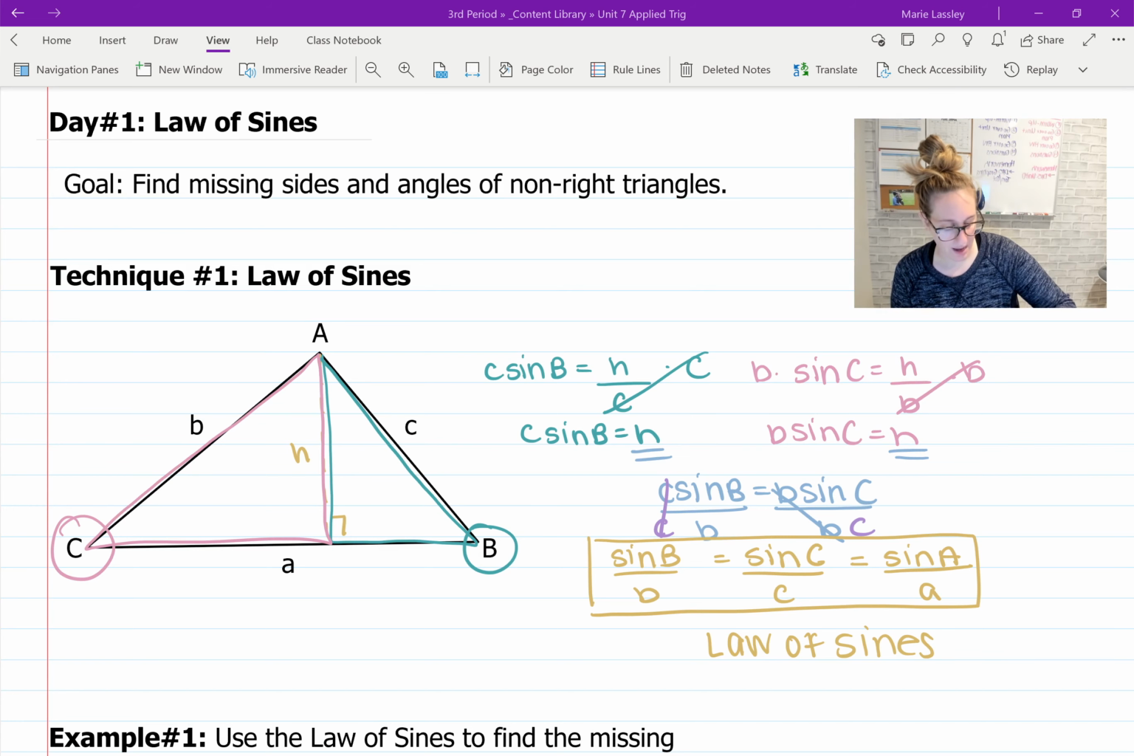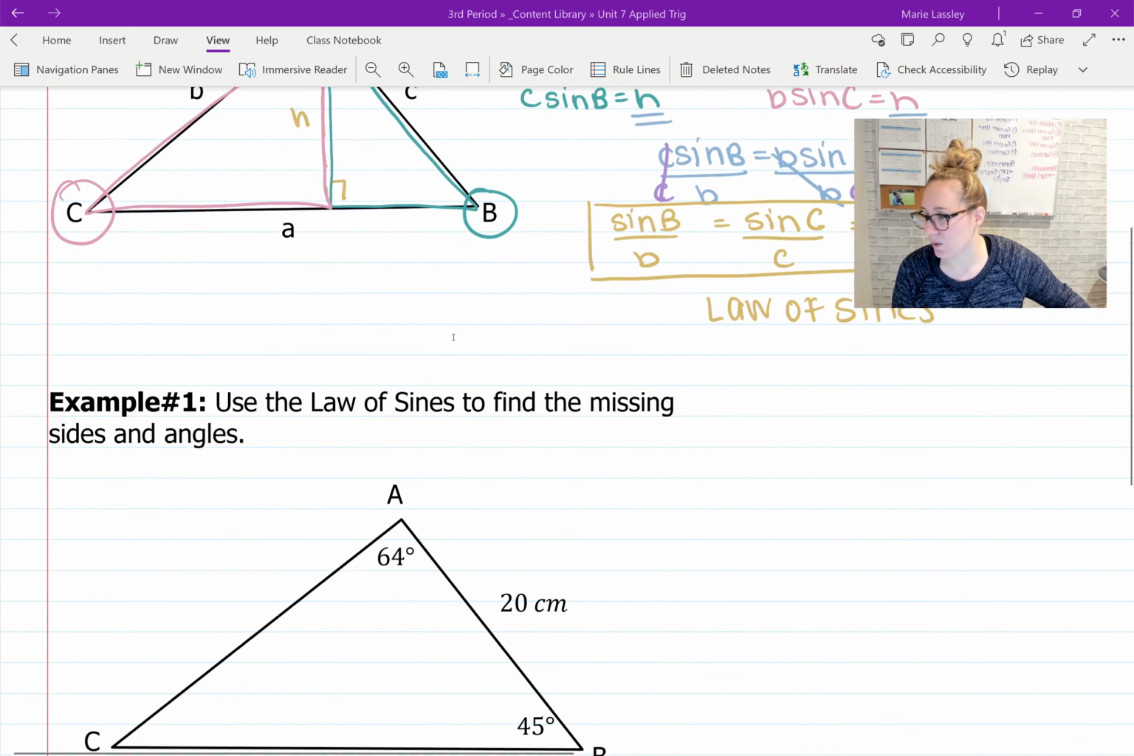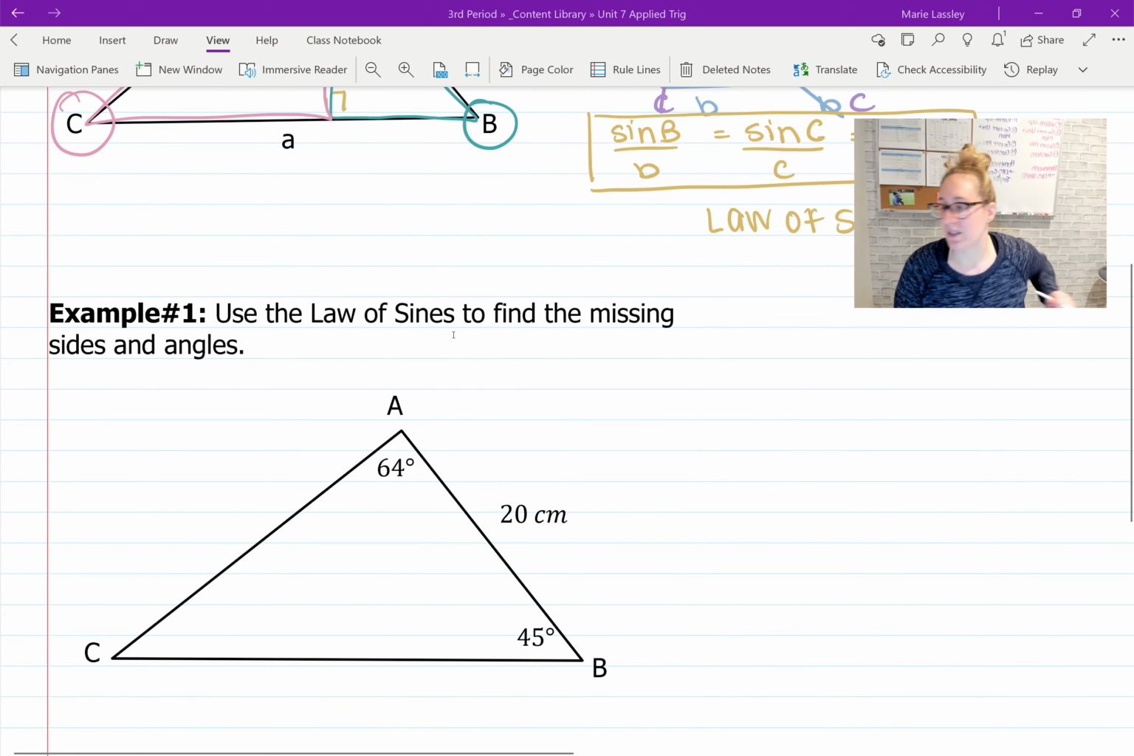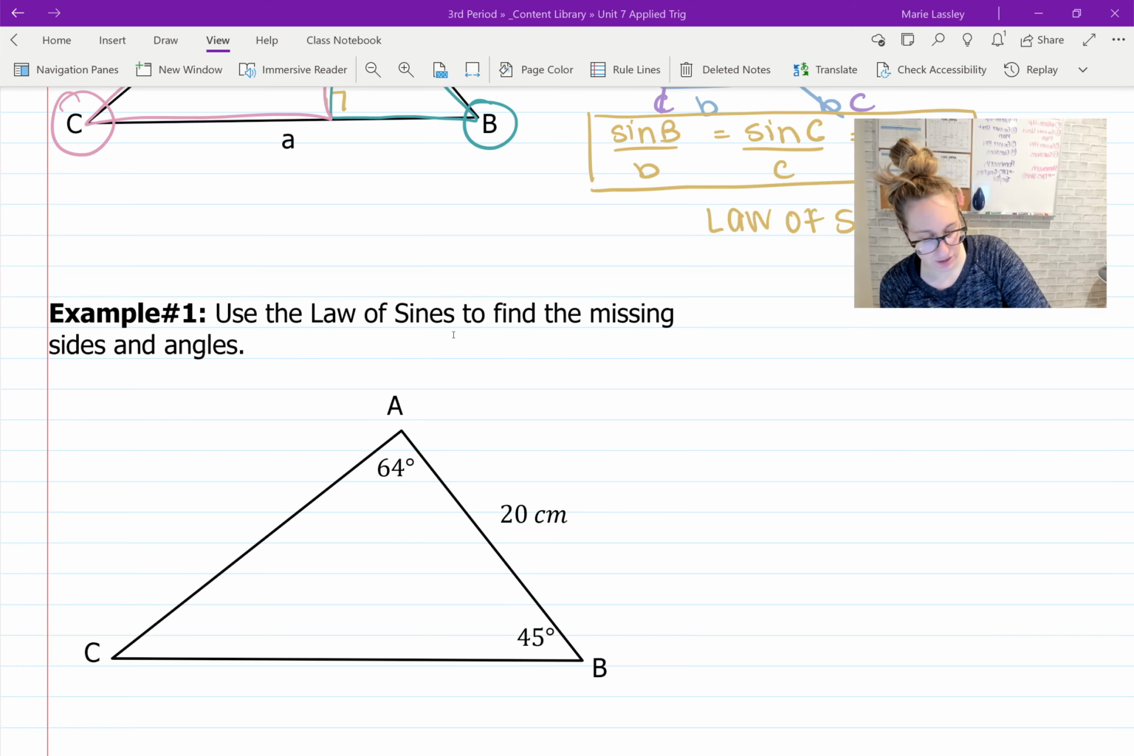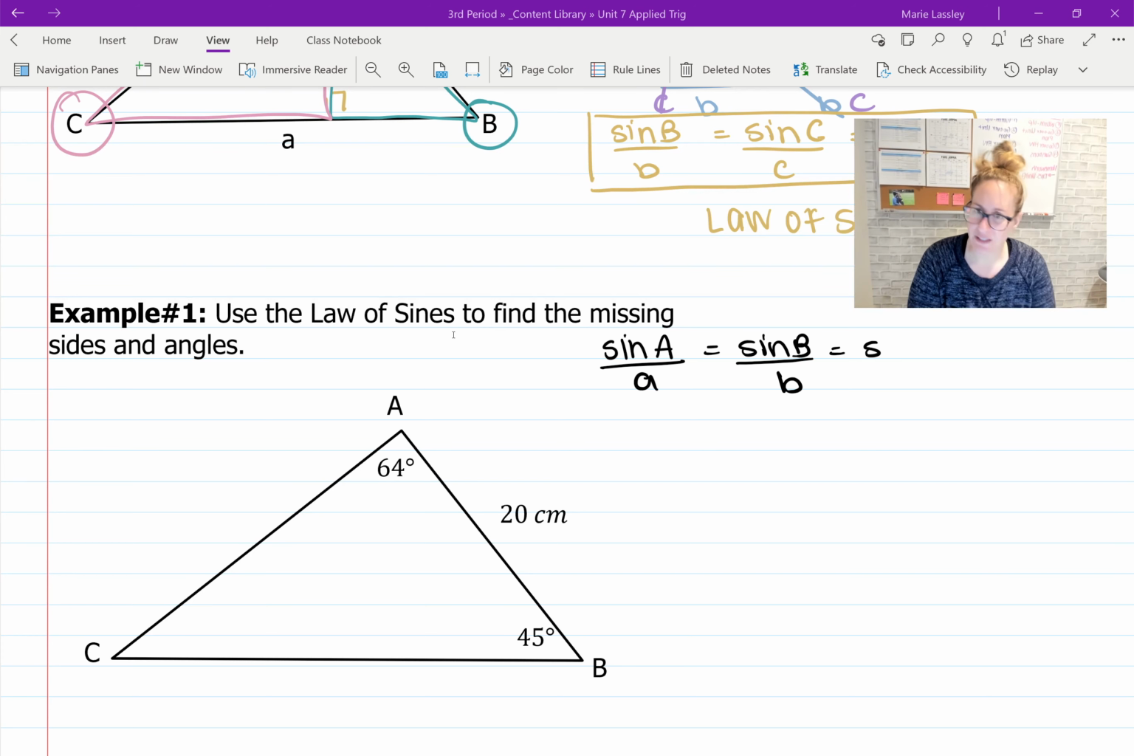So let's take a look at a problem. Scroll down. It says, use the law of sines to find the missing sides and angles. Our rule says we have to have an angle and its opposite side. So here's our law of sines, let's write it out: sine A over side A equals sine B over side B, which equals sine of C over side C. That's our law of sines.